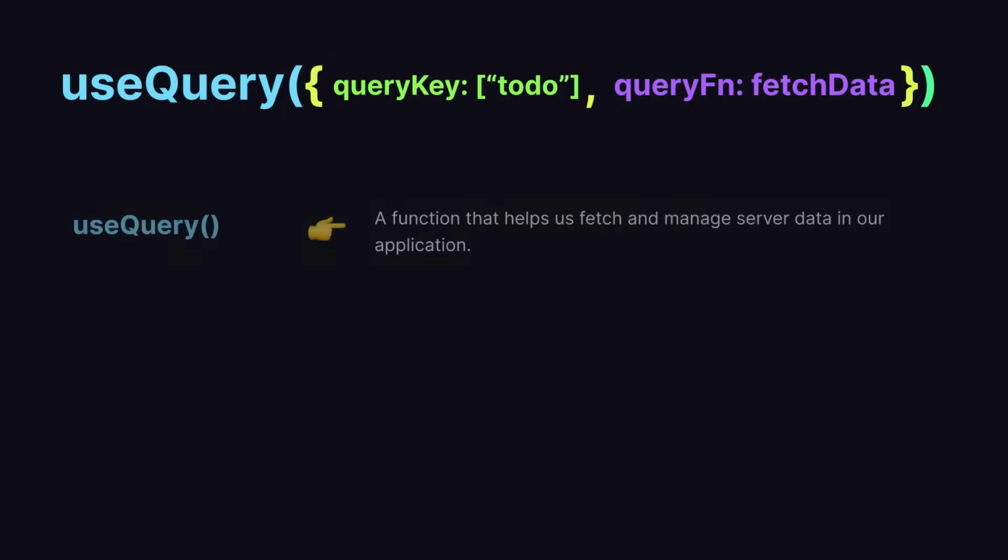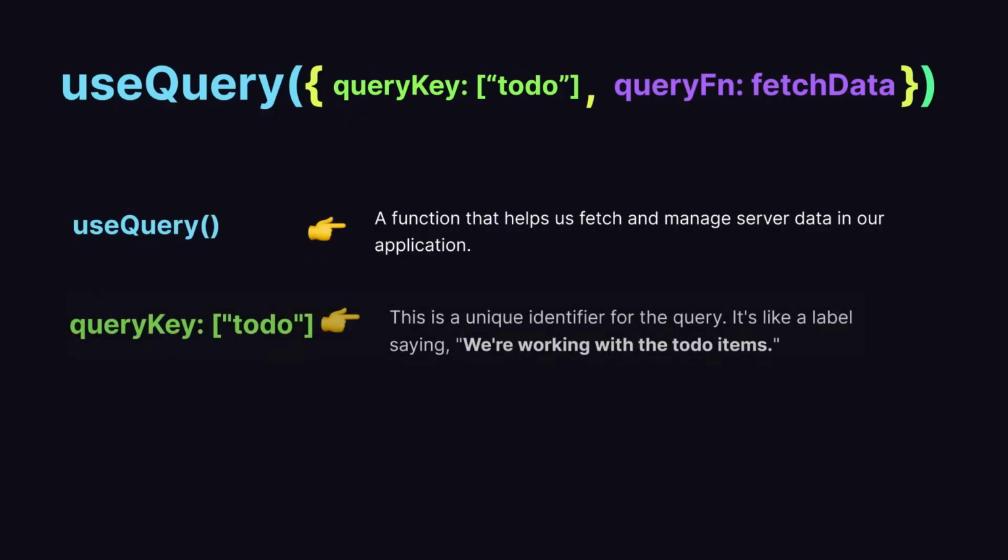First of all, we have useQuery, which is a function that helps us fetch and manage server data in our applications. Then we have a queryKey, and here we are specifying todos. You can specify anything here; it's totally going to depend on your situation. In my case I'm going to be fetching some todos, so that's why I specified todos inside there. This is a unique identifier for the query. It's like a label saying we are working on those specific items, the todos in my case.